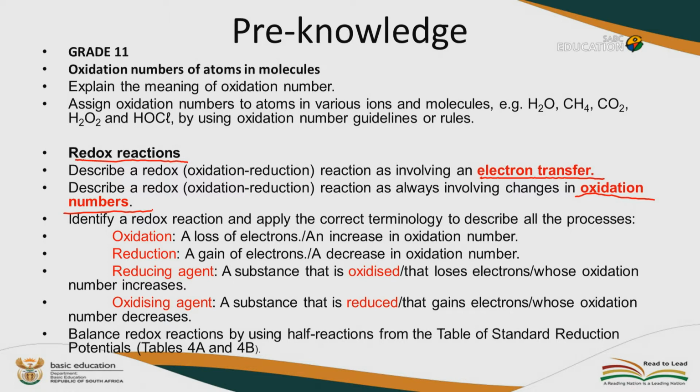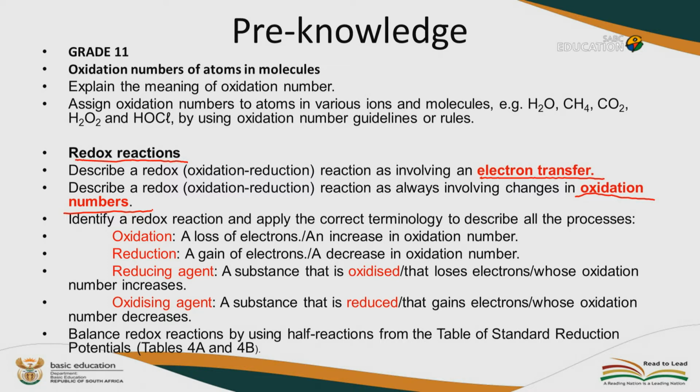Now, these are the definitions of oxidation and reduction in terms of oxidation numbers and also in terms of electron transfer. Oxidation is a loss of electrons, meaning that when the reaction is oxidation, the electrons will be lost in that reaction, will go away from that substance that is undergoing the loss of electrons.